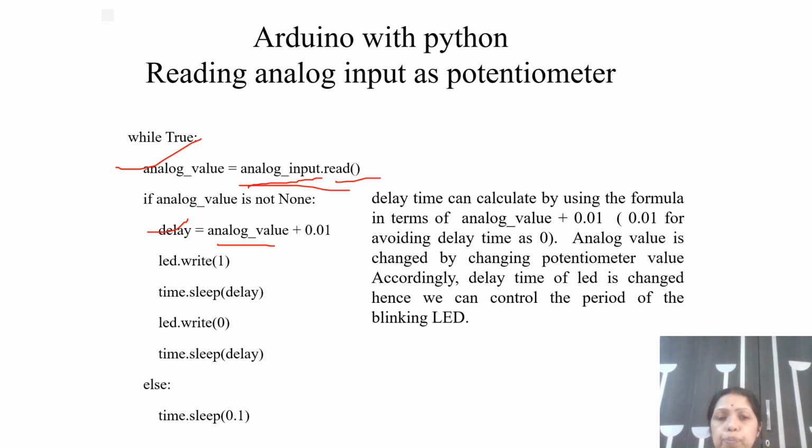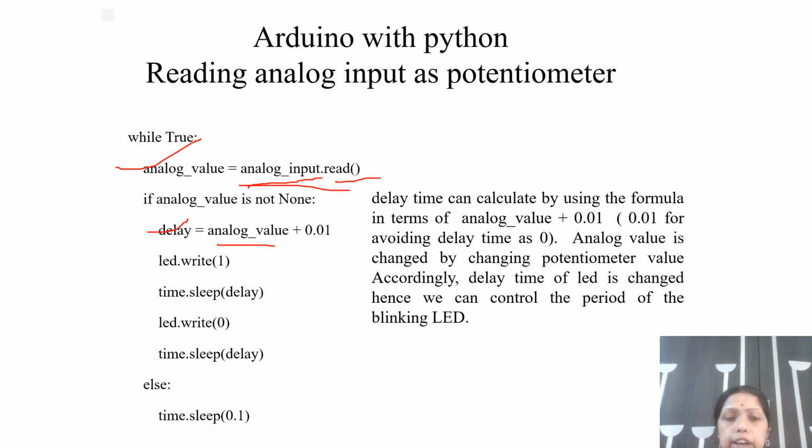Time dot sleep. When you need to write the delay functions in Arduino, you can directly write the delay function. Here you cannot write it, but you have already imported the time package, so the sleep function from time will be enabled. Within sleep you have to pass how long the delay time will be sustained. So the delay value you have to pass through this sleep function, right? So again LED dot write, time dot sleep within bracket delay.